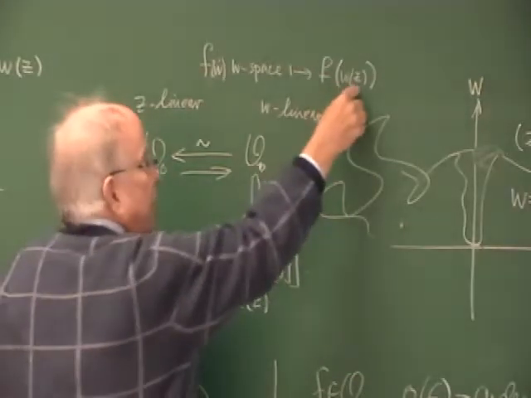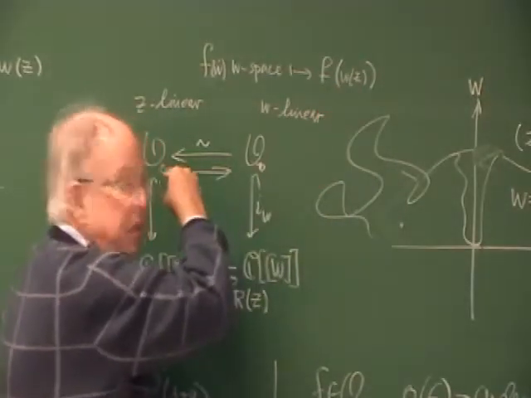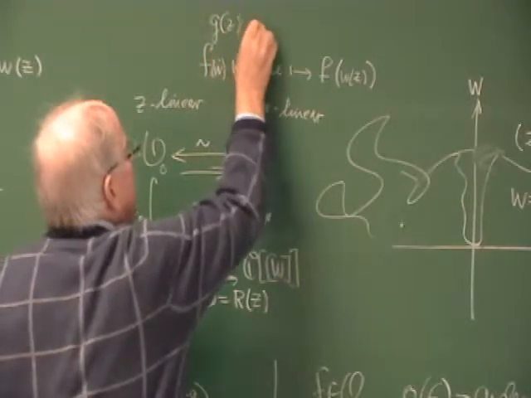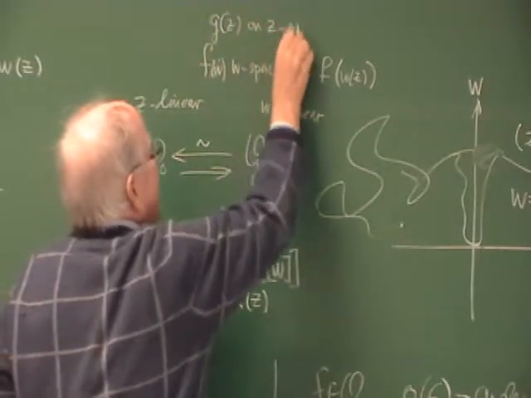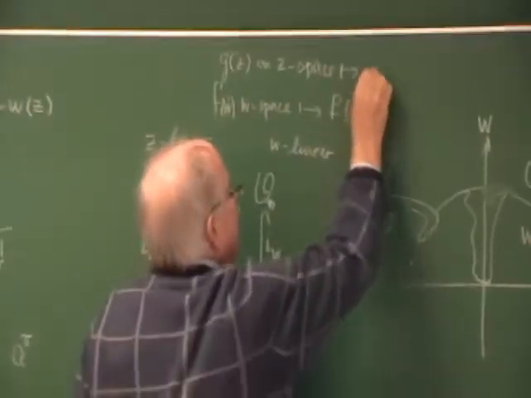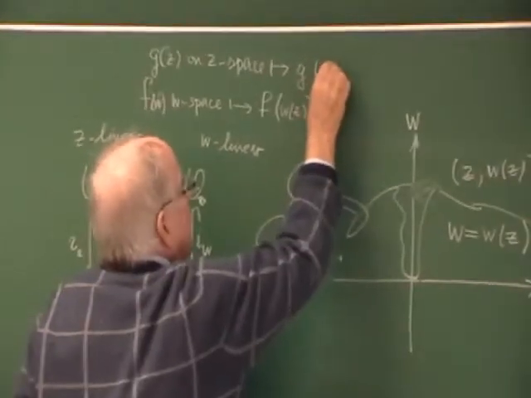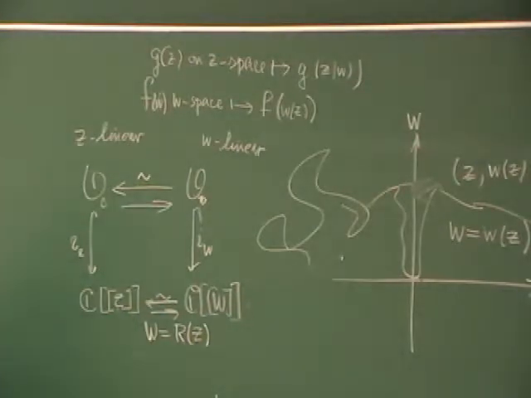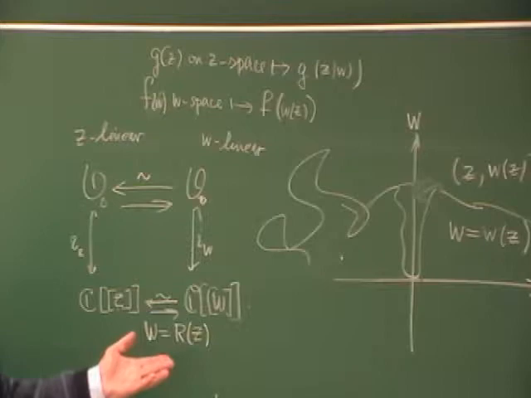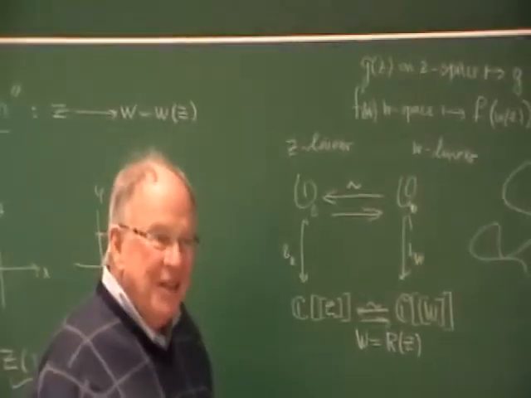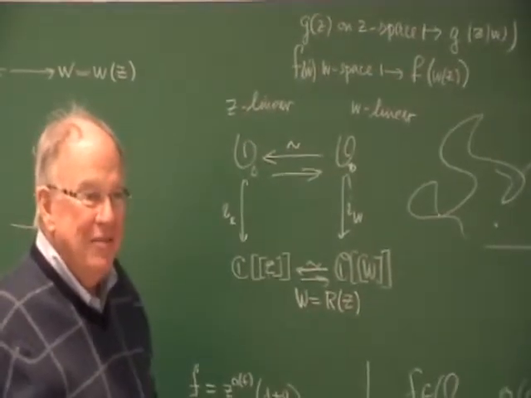So now that's a pullback, that pulls this back. G of z on Z space goes to G of Z of W, because I go both ways here. Okay, so I change variables. And this change of variables, I even told you how to do it. Do it at the formal level and notice that it converges.